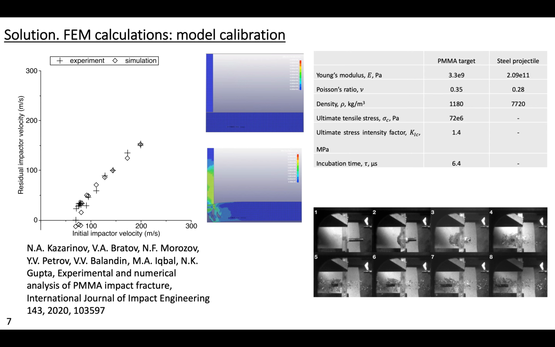We need to calibrate our model using some experimental data. So to calibrate the model, we use data we obtained in our previous work, where we measured experimentally the residual velocity of the projectile penetrating the PMMA targets, and we performed the calibration using the non-perforated model. So we adjust the parameters, fit the experimental data. This graph shows the dependence of the residual impactor velocity on the initial impactor velocity, and then we use this model and material data and model parameters to perform all the rest of the simulations, which include the perforated targets.